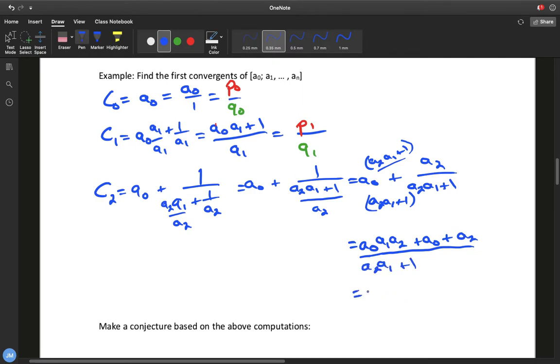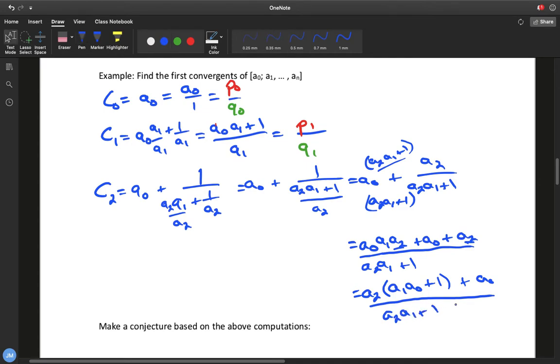And then for convenience, what we're going to do is factor out the a sub 2 from our first and our third terms. So that would look like this: a sub 2 multiplied by a sub 1, a sub 0 plus 1, plus, and we aren't going to factor anything out of a sub 0, so we'll put that to the right of the parentheses, all over a sub 2, a sub 1 plus 1.